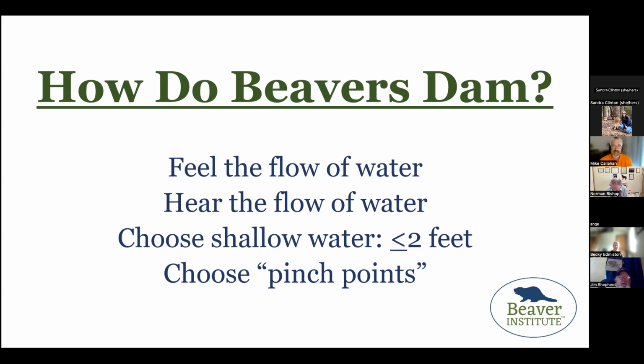So that tends to be areas where there are natural constrictions in the streams, or more commonly, where man has created constrictions in streams, such as road culverts. And we'll talk about that more later. But if they feel water flowing, if they hear the water flowing, that draws their attention, because they've also evolved to detect leaks in their own beaver dams. So if they feel or hear water escaping from their dam, they know to go and plug that up.